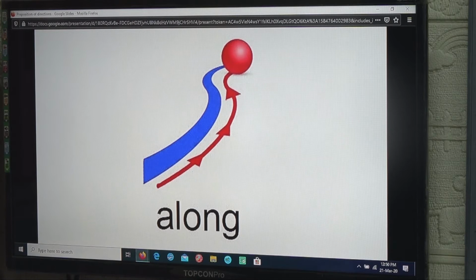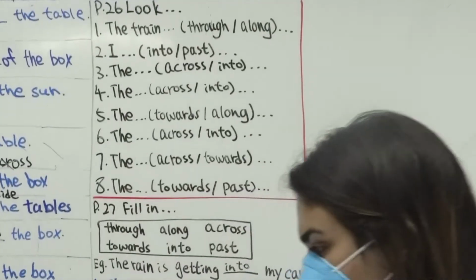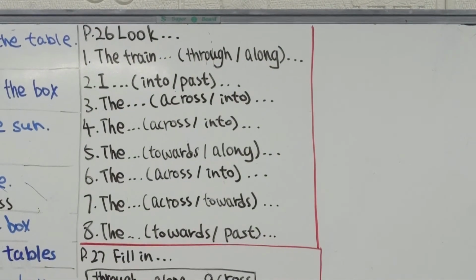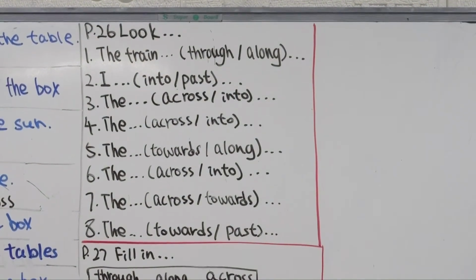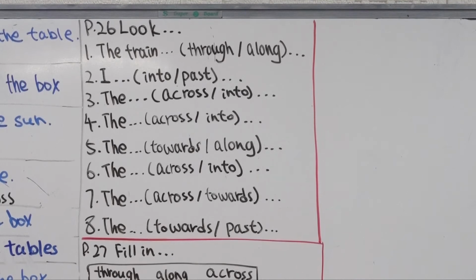Please take out your pencil and eraser. We are going to start with our classwork. Please turn to page number 26. So we have the preposition of direction we have learned, right? Now you have to underline the suitable, oh, here, you don't have to underline, you have to circle instead. Look at the picture and circle the correct word in the brackets.